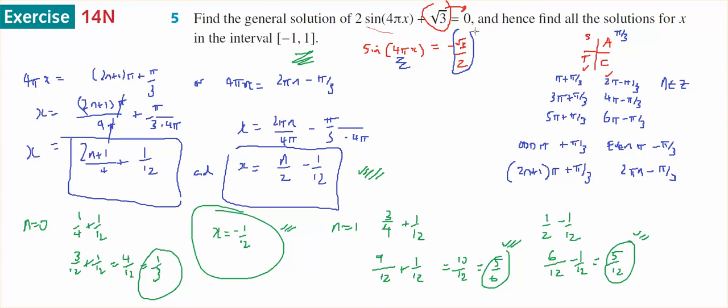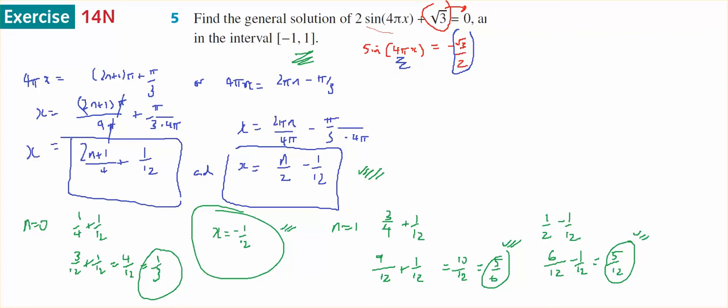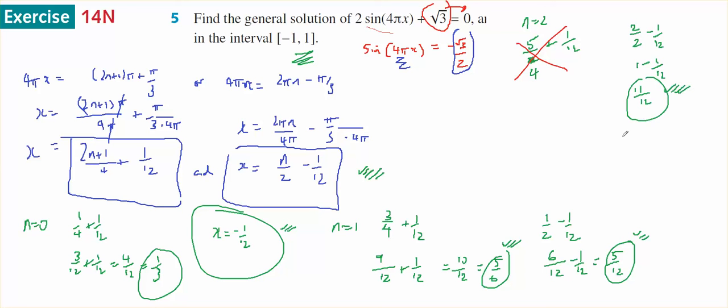Looking for more solutions. If n equals 2, I will have 2 times 2 is 4 plus 1, sorry, 5 on 4 plus 1/12. But 5 on 4 is already bigger than 1, so if you add a 12th to it, that will be no good, because that will be outside my domain, so that won't give me a solution. Or 2 on 2 minus 1/12, which is 1 minus a 12th, which is 11/12. That's within my domain, so I'll take that answer.